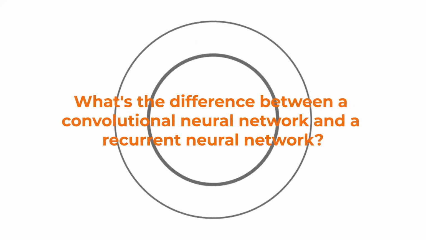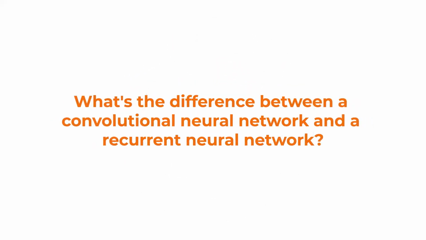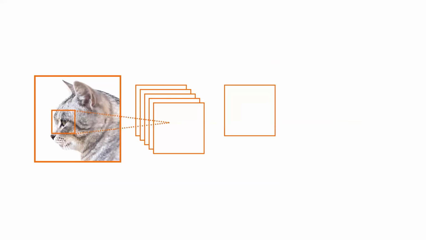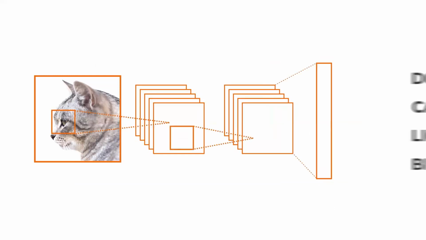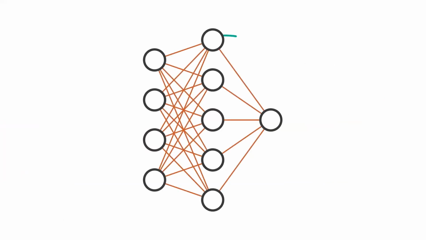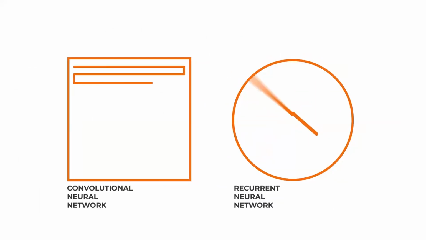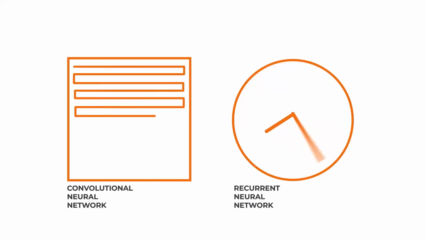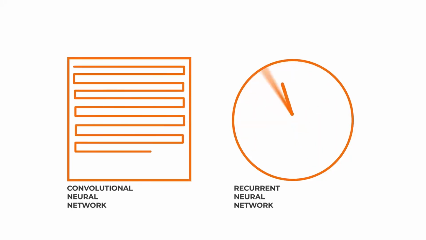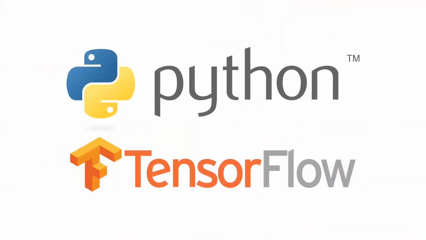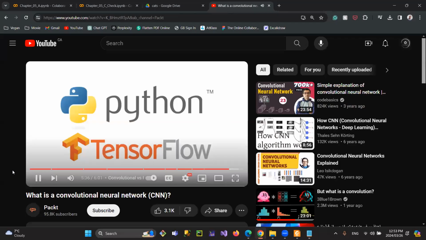A lot of people seem to be asking what the difference is between a convolutional neural network and a recurrent network. It's actually quite simple. Whereas a convolutional neural network is a feed-forward network that filters spatial data, a recurrent neural network, as the name implies, feeds data back into itself. From this perspective, recurrent neural networks are better suited to sequential data. Think of it like this: a convolutional network is able to perceive patterns across space. A recurrent neural network can see them over time. If you want to get started with convolutional neural networks, Python and TensorFlow are great tools to begin with.